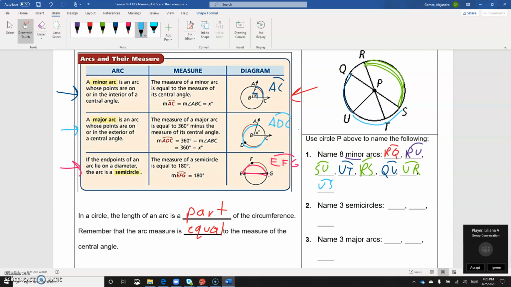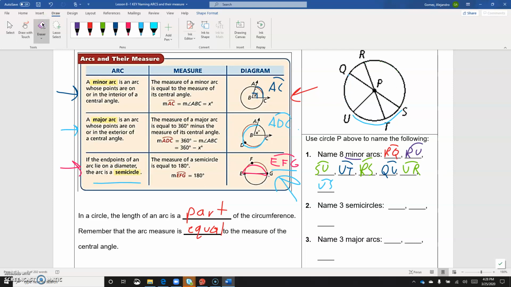All right, so now let's go ahead and do semicircle. Semicircle is going to be this one right here. So semicircle is going to be equal to 180. And we also have to use 3 letters this time. So let's see if we can come up with some semicircles. What about RUT?